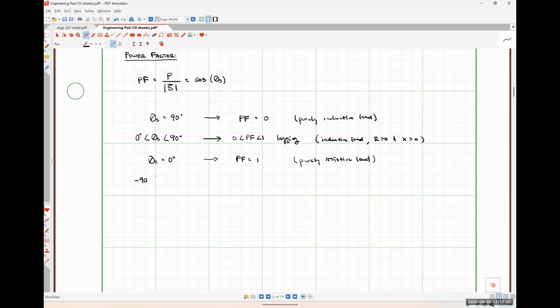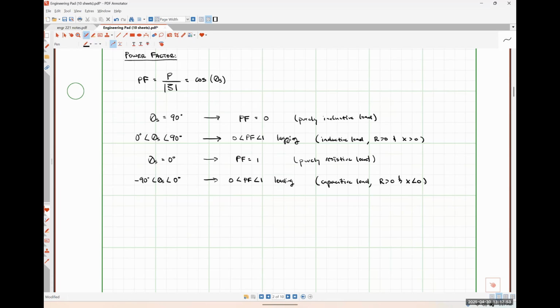When our power factor angle is between negative 90 degrees and 0 degrees, we're once again going to see that our power factor will be somewhere between 0 and 1, but in this case, it's indicating a leading power factor, because our current is leading our voltage due to the presence of some capacitors. So this is a capacitive load where R is greater than 0 and X is less than 0.